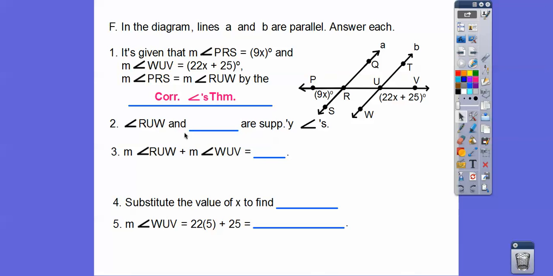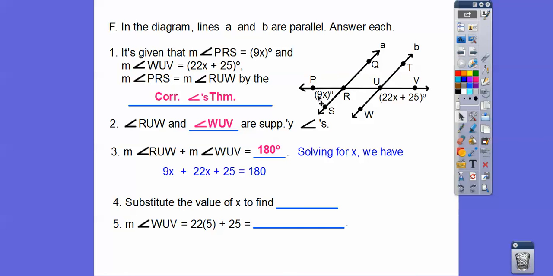All right, so this says angle RUW and angle something else are supplementary. So RUW, I'm going to guess WUV, because it makes this linear pair. This angle and this angle make this straight line. So that's what goes in right there, which means they add up to 180. Okay, so here we go, we're going to solve for x.